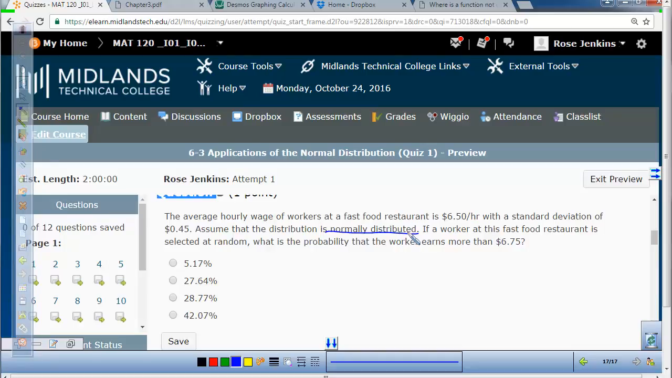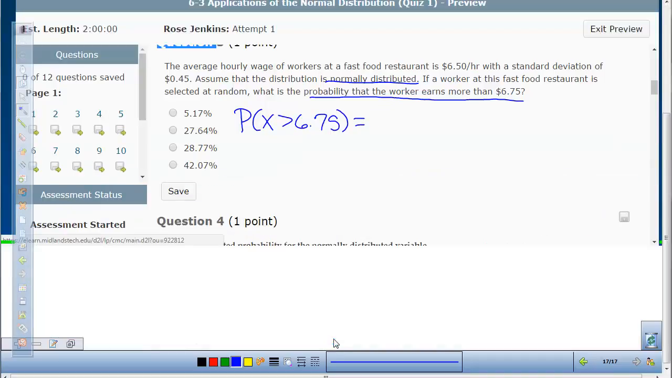If a worker at this fast food restaurant is selected at random, what is the probability that the worker earns more than $6.75? So what we're looking for here is the probability that x is greater than 6.75. And so we already know it's normally distributed. I'm going to convert this to a z-score. So we get z equals 6.75 minus 6.5 over 0.45.